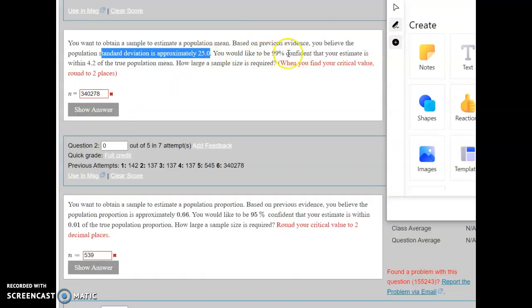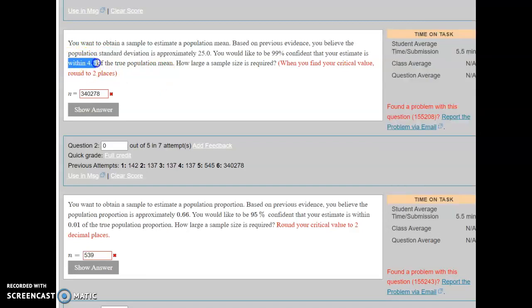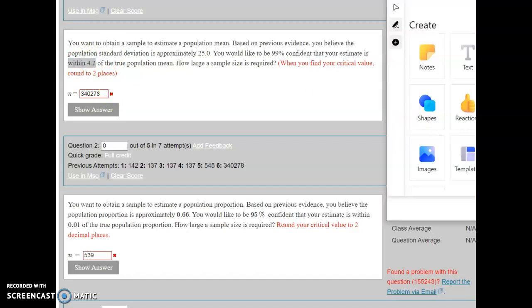All right, they give us a confidence level and they say they want our estimate to be within 4.2 of the actual population mean. This is how much we're allowed to be off by. So we're trying to figure out an estimate for the population mean, and I'm allowed to be 4.2 off. That's my wiggle room. That is my E, that's my error. So I'm going to throw that 4.2 down here in the denominator.